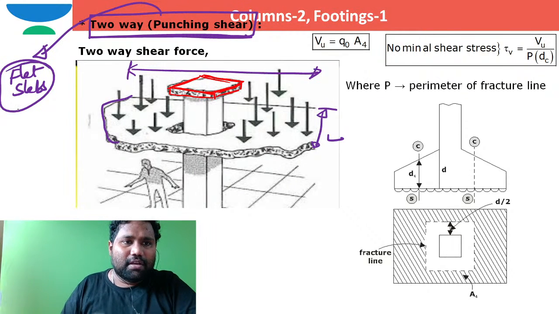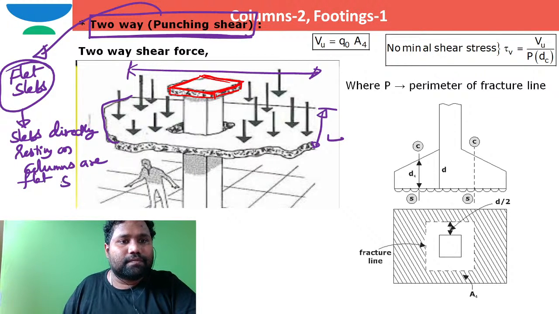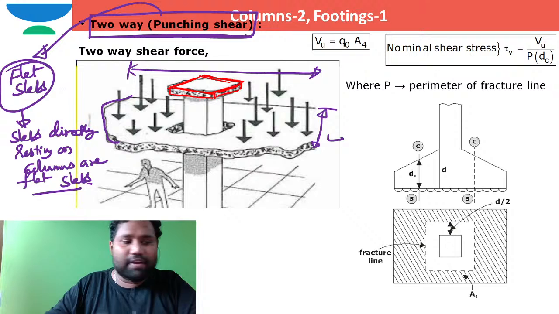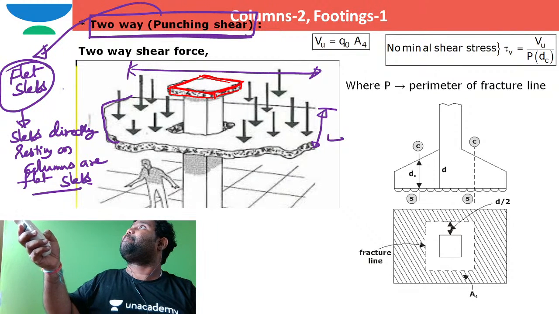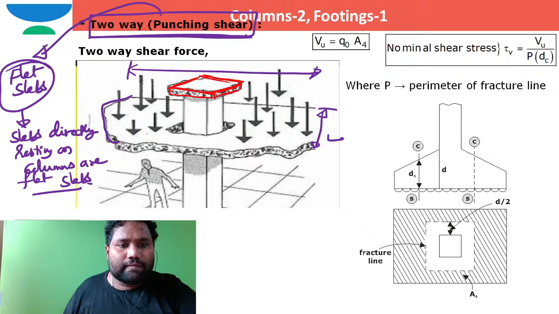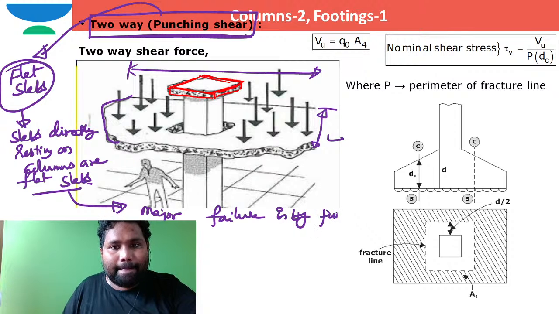In case of flat slabs, slabs directly resting on columns, the major failure is by punching shear failure. What is this punching shear failure?